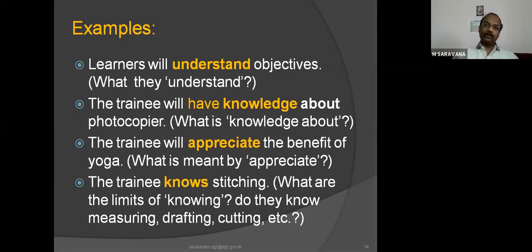After demonstrating how to stitch the garment, after giving a lecture about stitching, types of stitches and so on, if we write the statement as "they know stitching," then how much do they know? What are the limits of knowing? Do they know measuring, drafting, cutting, stitching? We have to specifically mention what they know, what they learned. So these are the terms: understand, have, know, appreciate, knows. Though they are verbs, they are not measurable. So we should be very careful when writing instructional objectives.